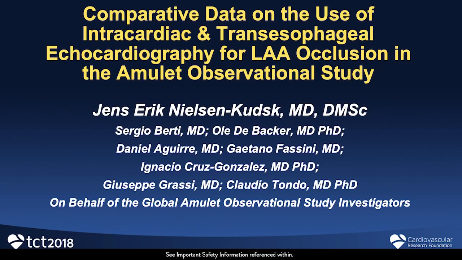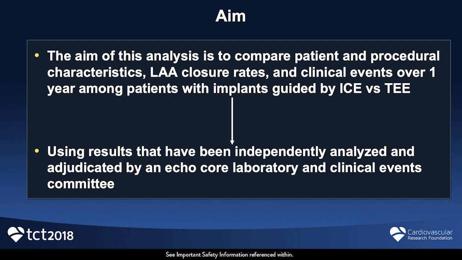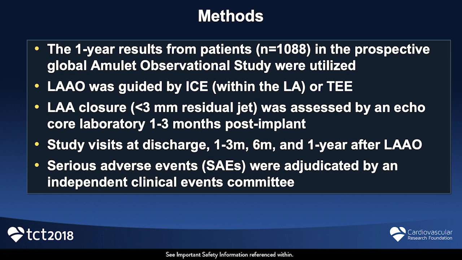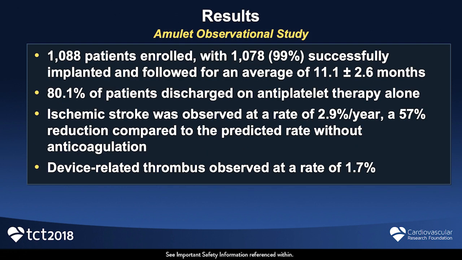So do we have any data? This is some of the original data that was published several years ago, comparing the use of intracardiac and transesophageal echo for left atrial appendage occlusion. A really neatly done study. If you are not familiar with this, I would recommend that you take a look. The aim of this analysis is to compare patient and procedural characteristics using results that have been independently analyzed. These are the 1-year results from patients in the prospective Global Amulet Observational Study. The LA closure was assessed by an echo core lab, okay, and 1088 patients were enrolled with 1078 successfully implanted.